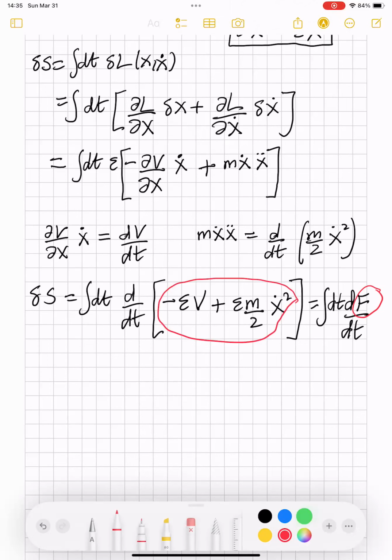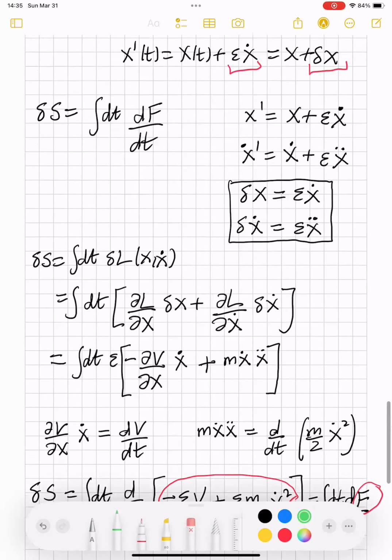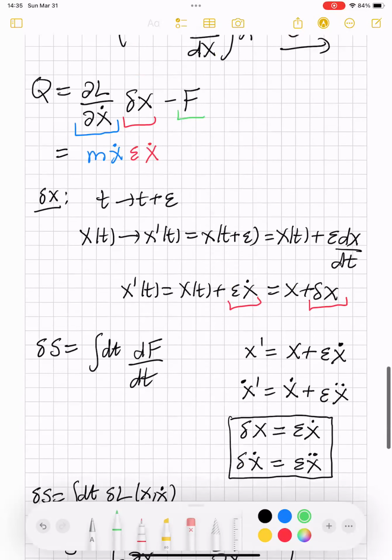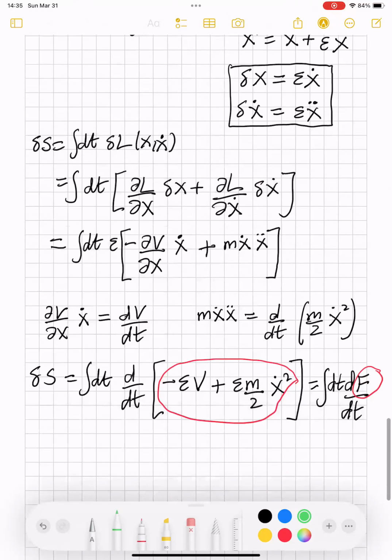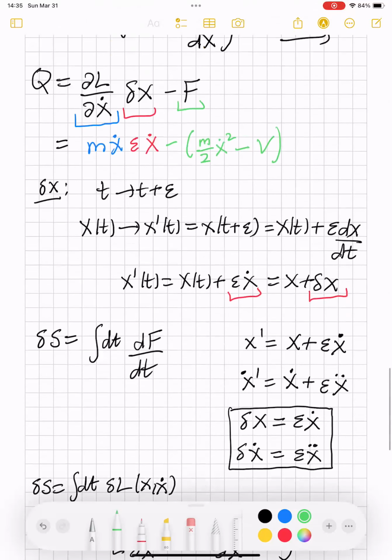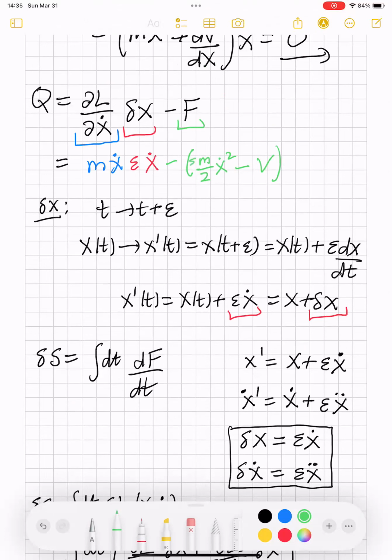So let's put in F. So F here, this is minus, we had m over 2 x dot squared minus V, okay? Let me just show you. m over 2 x dot squared minus V. Oh, and one thing that I did not put in that I should have is that both of these terms are multiplied by epsilons. Very good. And we now have evaluated Q completely. So let me clear a little bit of space and we'll just work out what we get.